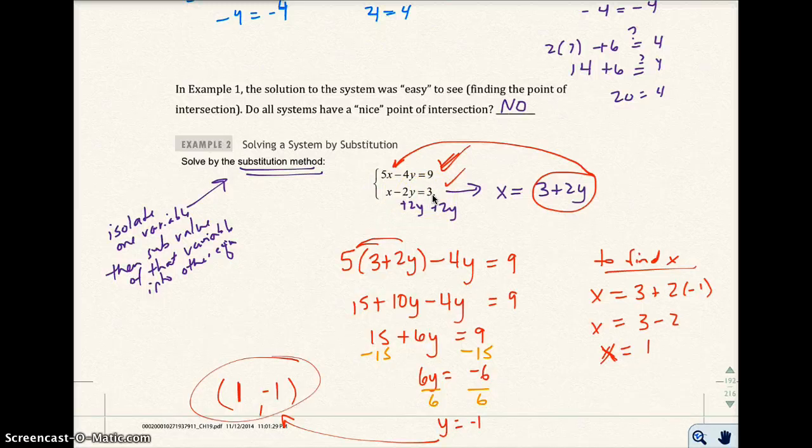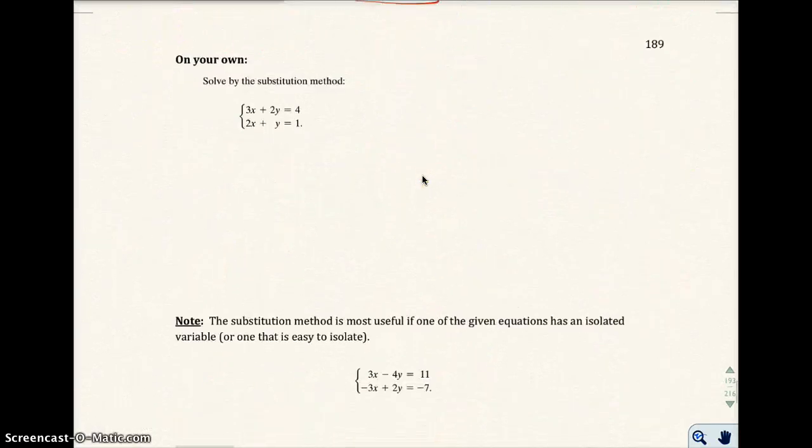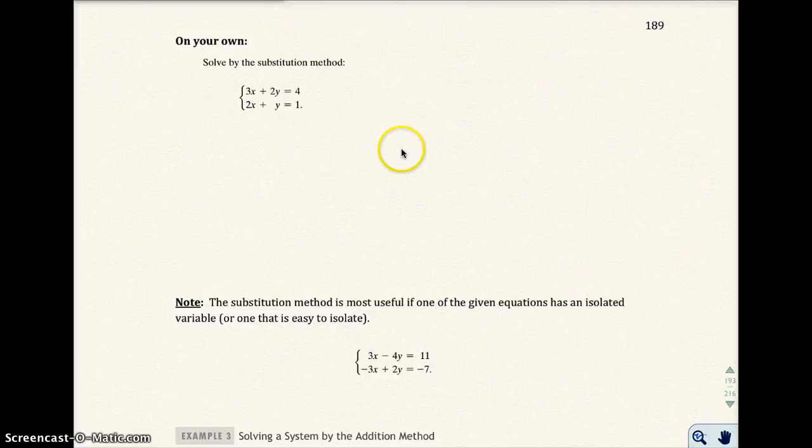So I always recommend for students to check your ordered pair back into the system and make sure it works in both. Okay. So on your own, go ahead and solve the system by substitution method, and go ahead and pause the video. And when you're done, you can check your answer.